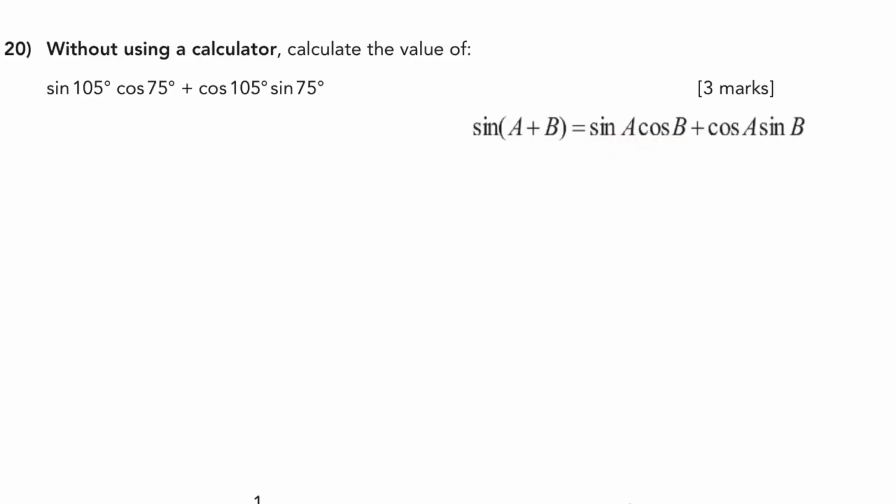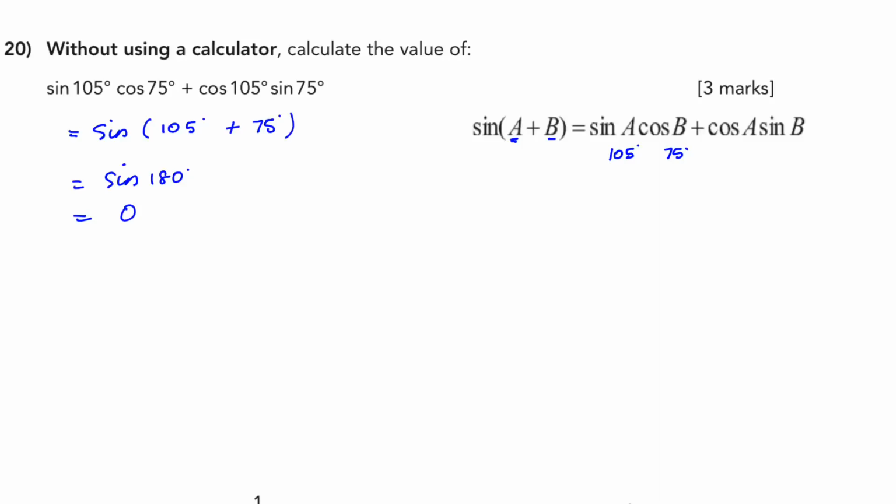What is your A? You can see that your A is 105. And what is your B? 75. So we just have to replace it here. In place of A, we'll put 105. And in place of B, we will put 75. You will get sine 180. And you can put in the calculator, you will get the answer is 0.